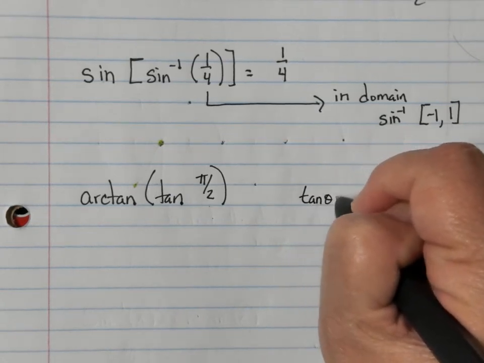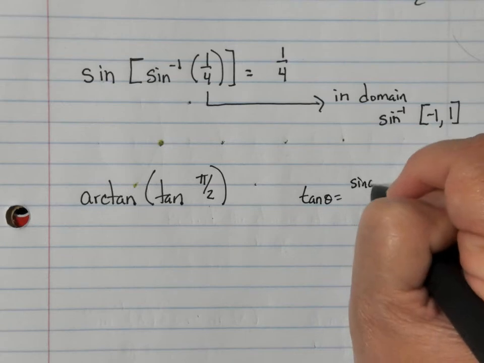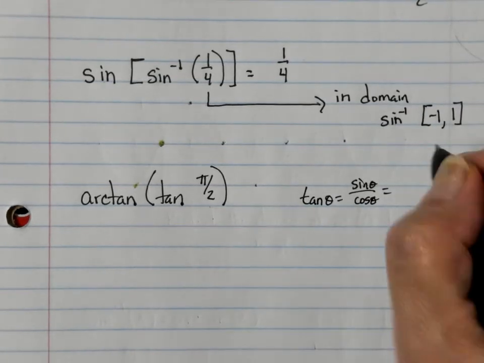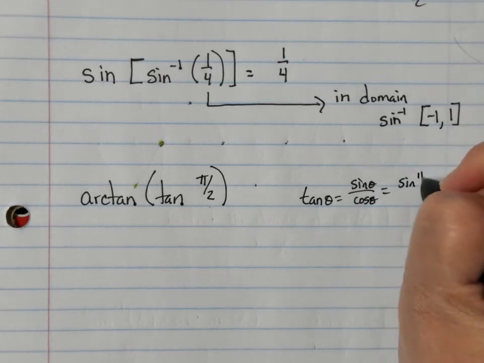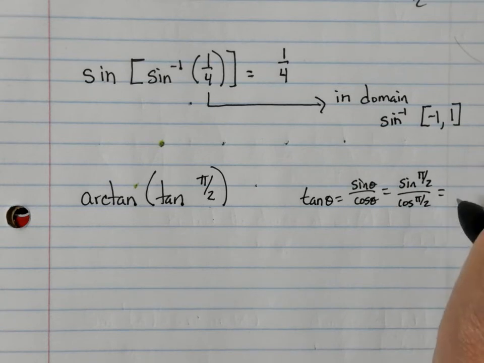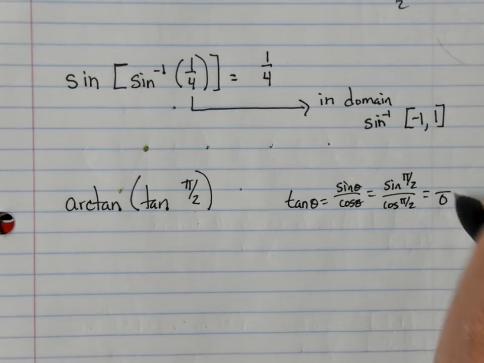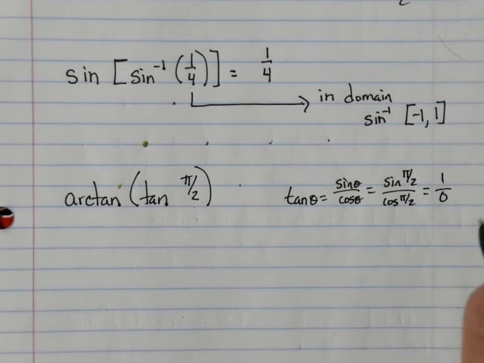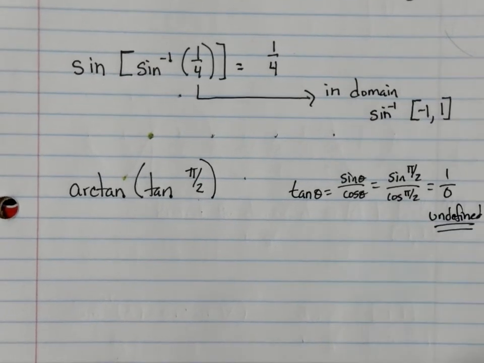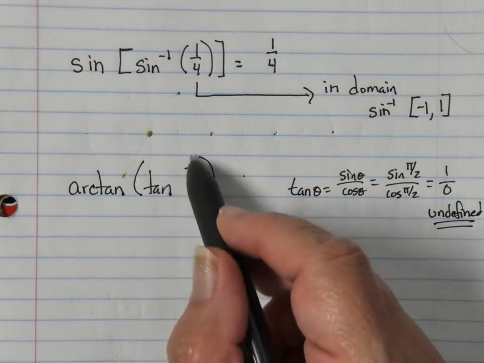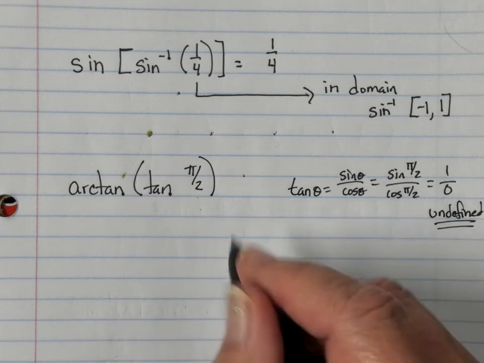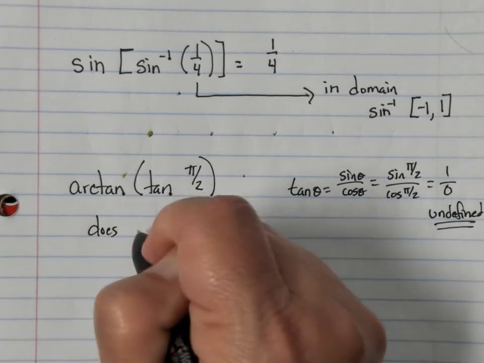Tangent of theta is sine theta over cosine theta. So if you're at pi over 2, you're looking at sine of pi over 2 over cosine of pi over 2. Cosine of pi over 2 is 0. Sine of pi over 2 is 1. 1 divided by 0 is undefined. So tangent of pi over 2 is undefined. So the inverse tangent of pi over 2 does not exist.